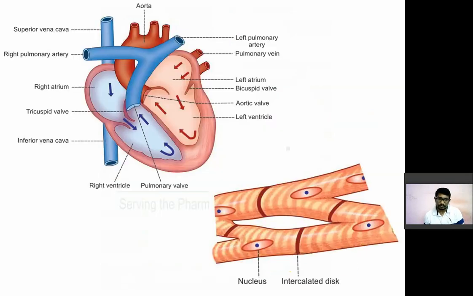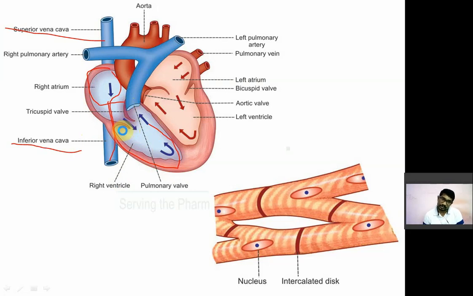Again, you can see here in a simplified diagram how the blood flows in the heart. The superior vena cava and inferior vena cava carry deoxygenated blood into the right atrium. From the right atrium, blood moves to the right ventricle. Now here the atrioventricular valve, or tricuspid valve, is present.